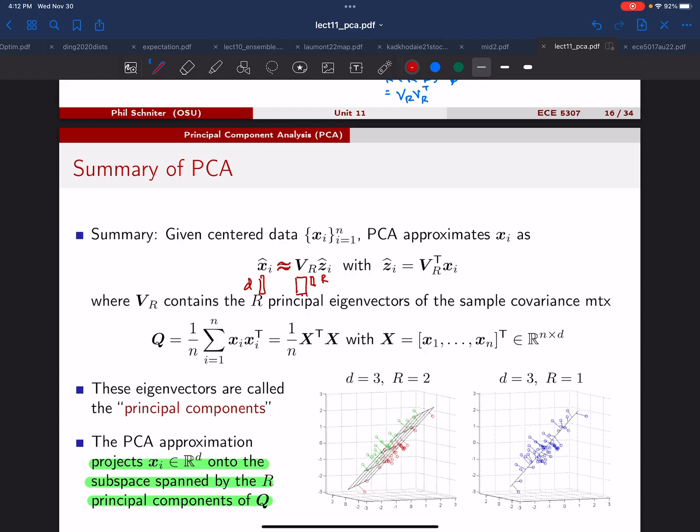And the way that we construct this matrix, VR, it's the matrix built from the R principal eigenvectors of the sample covariance matrix. The sample covariance matrix, we've seen this before, we're calling it Q here. It is the average outer product of all of our data samples. And we can also write it in terms of the data matrix like this. And the way we compute these small dimensional approximations is we multiply VR transpose times the original features xi to get us z hat i.